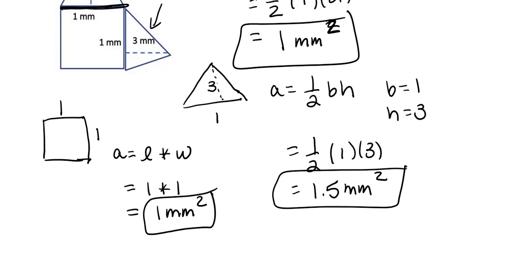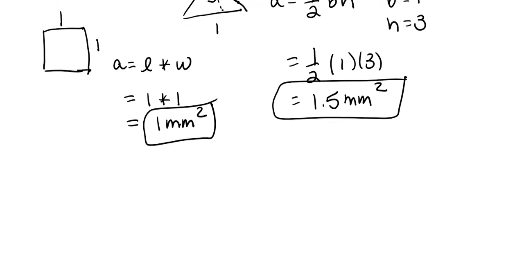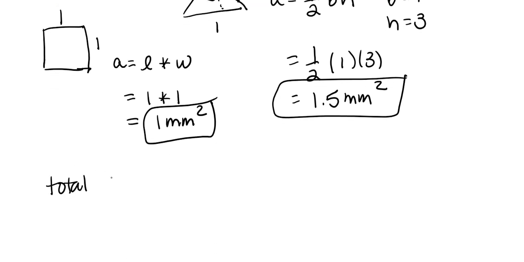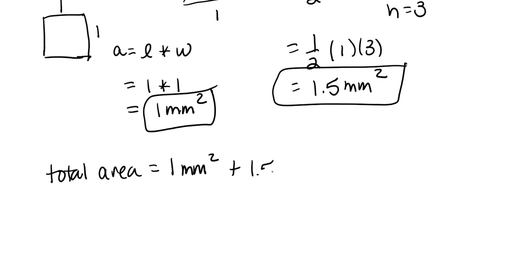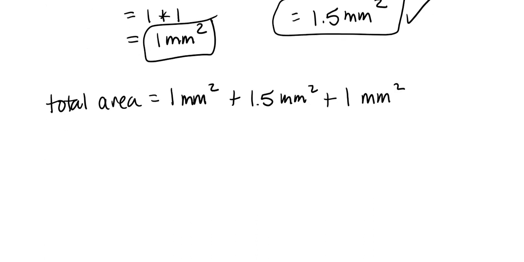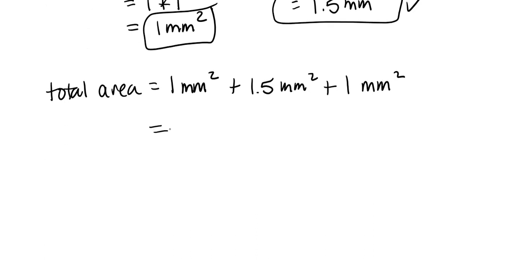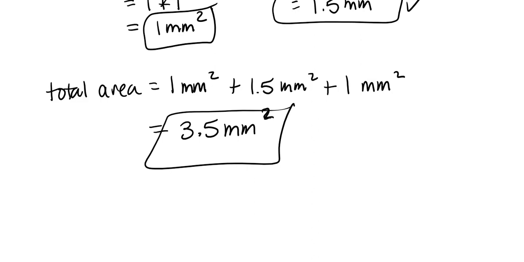And so we can find the total area for this. We get 1 meter squared, plus the first one, 1.5 meters squared, which we've done, and then this last one. And so what do we get for the total area? Well, we got 3.5 meters squared, and that would be our solution.